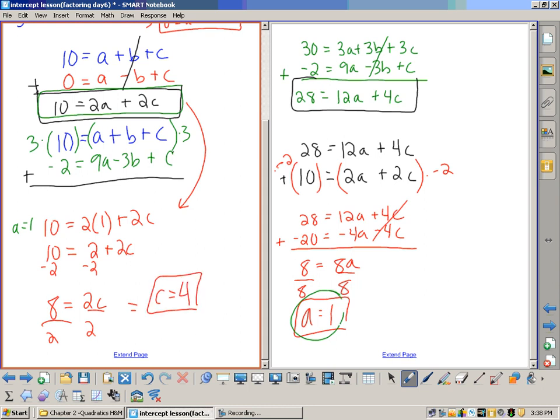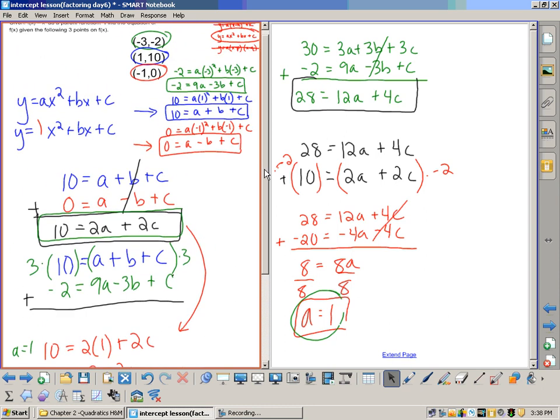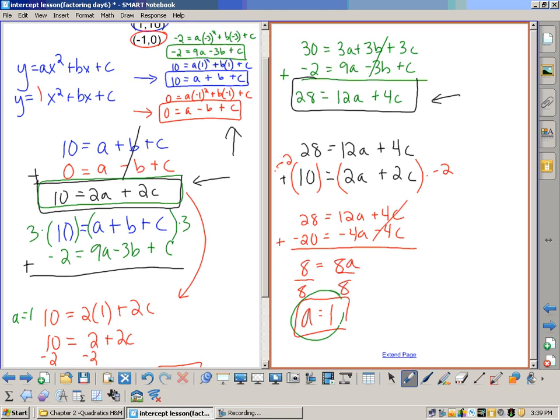Alright, so now you have a, you have c, you could take those and plug them into any of the equations that we found. You can plug them into any of these. I forget, you guys can't see me. Or you could plug them into this one here, or this one here.